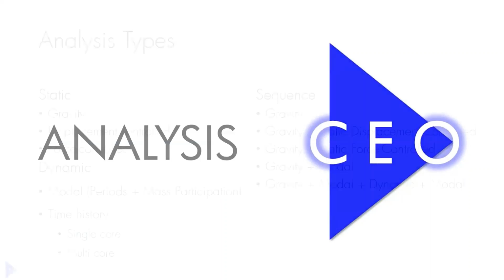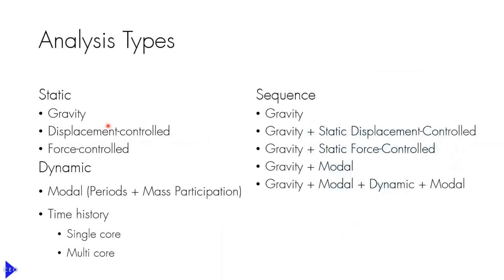When it comes to analysis, these are the standard things that I guess you would need. Gravity, displacement control, force control, and then in terms of dynamic, we have modal and we have time history. We can run one ground motion at a time, or we can run multiple ground motions at the same time. And this is how they're combined in different sequences.